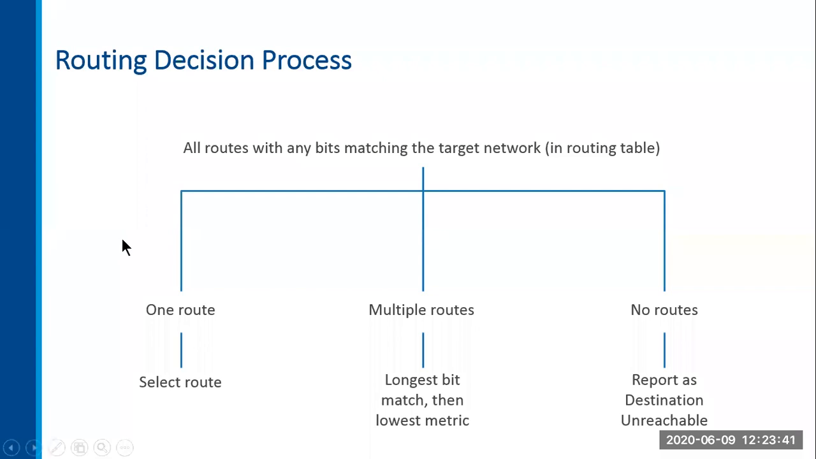So if the router can find one match between the packet's destination and a route in the routing table, if there's only one match, no more, no less, then it's easy. The router says, okay, it's just one match, use that route and send the packet on its way to wherever the route is saying it should go. So that's easy.